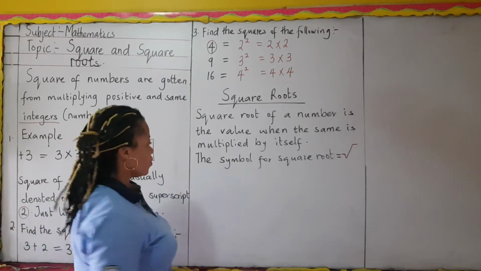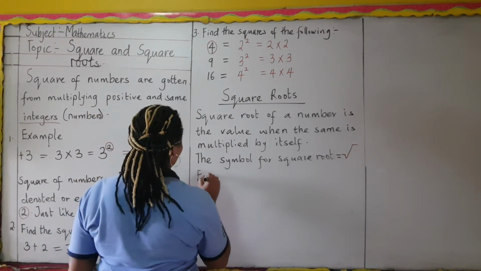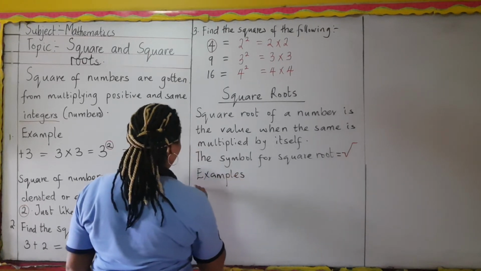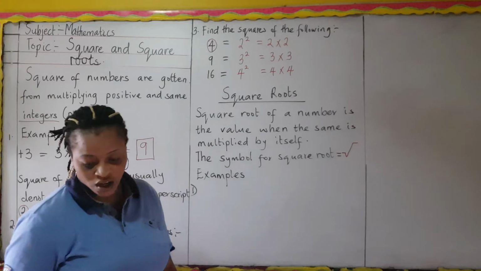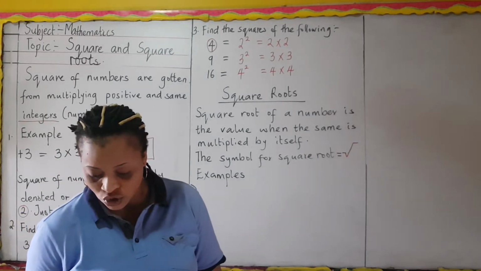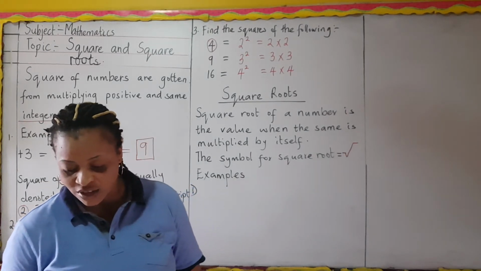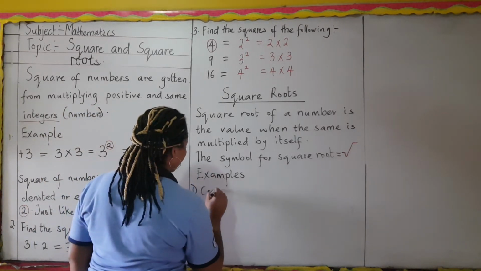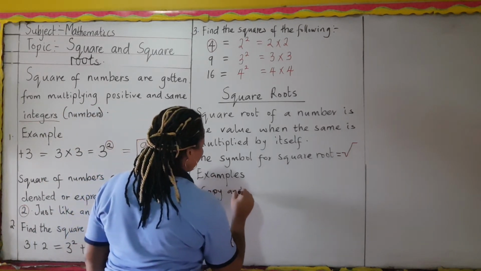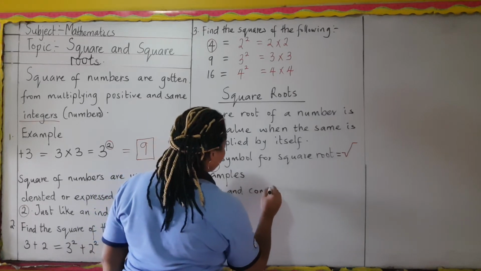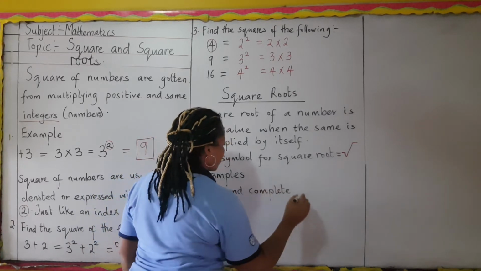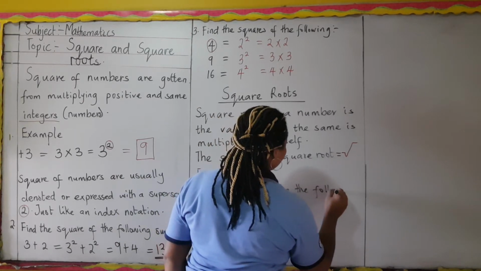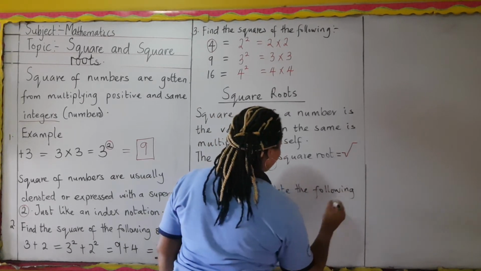So example, we are solving examples for square roots. Example number 1. The question goes this way. They said we should copy and complete the following tables.